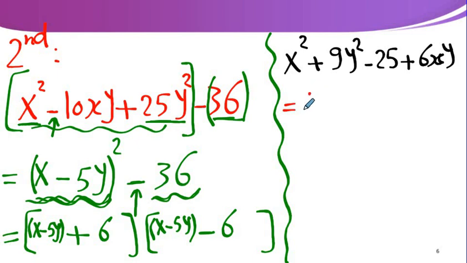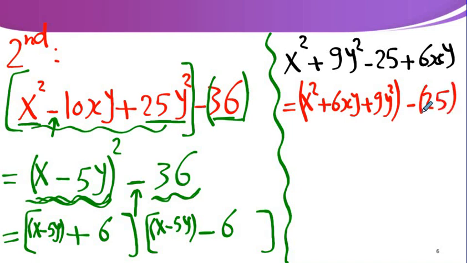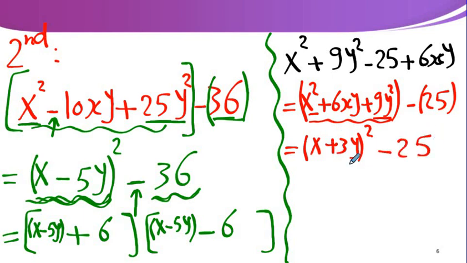We can take x to the power 2 plus 6xy plus 9y square as one group and 25 as another group. Why? Because this expression is a perfect square trinomial. You can factorize it. How? Bracket to the power 2. The square root of the first term is x, the square root of the third term is 3y, and the sign of the middle is positive, minus 25. Now you have a difference between two squares, so you should factorize it.